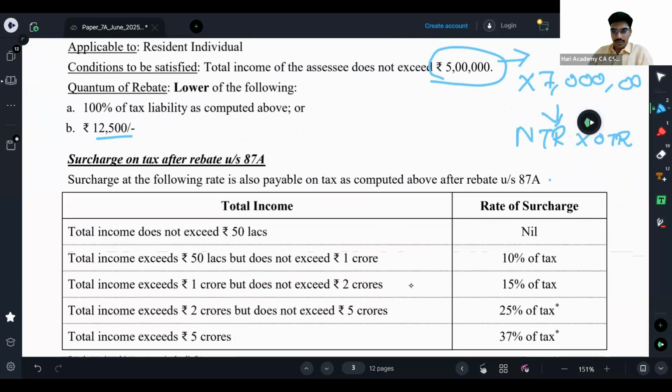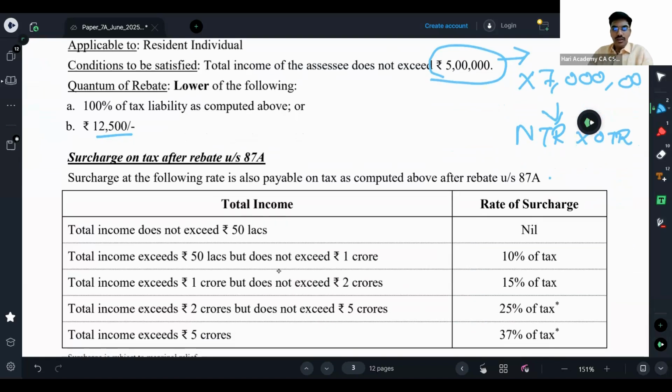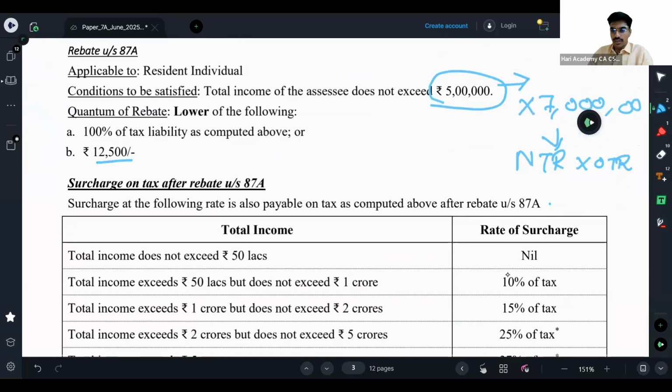Surcharge rates are similar, but this 37% surcharge is not applicable in the new tax regime, it is there only in the old tax regime. So up to 50 lakhs here also it is nil. 50 lakhs to 1 crore it is 10%. 1 crore to 2 crore it is 15%.